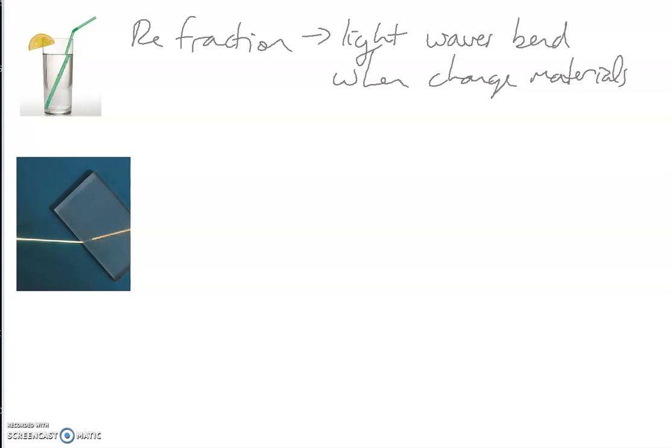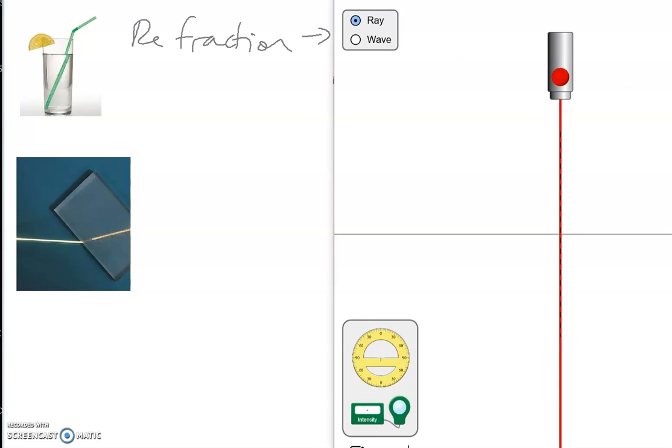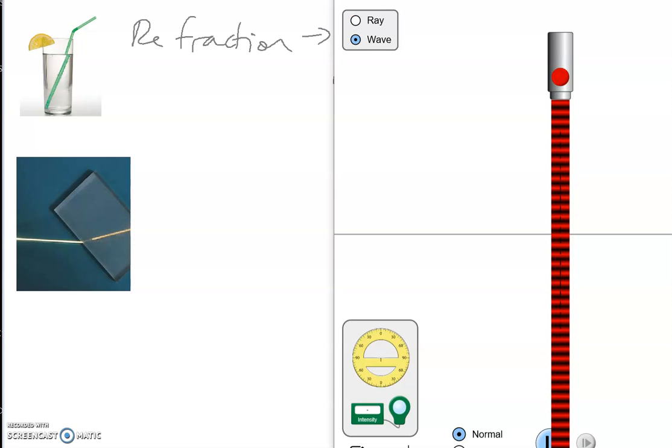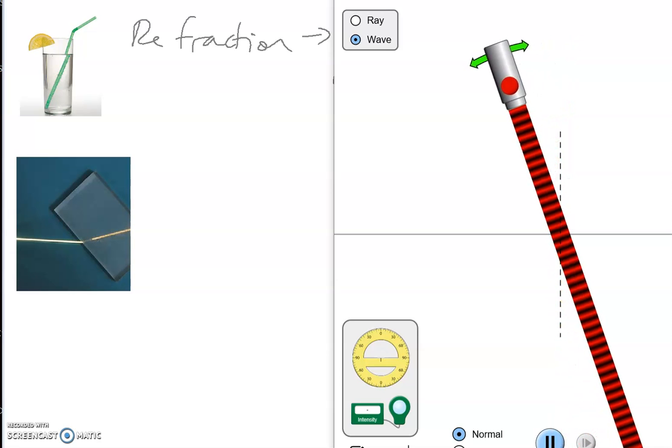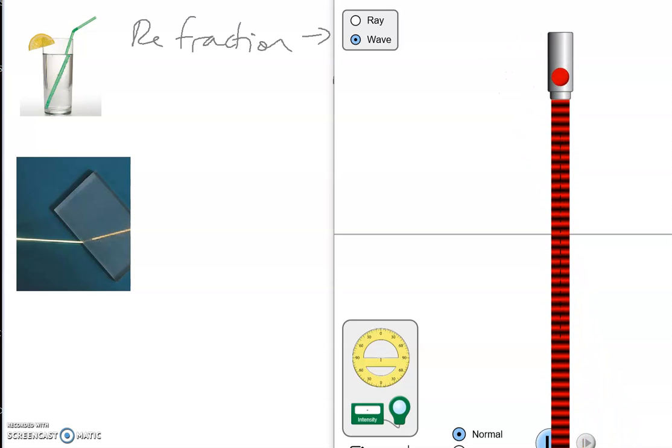Okay, now why does it bend? Well, let's crack up that simulation thing and I can show you why it bends. Okay, and we're going to actually show the actual waves here. So here's the waves, and they're coming in. What I'm going to do is I'm going to angle this like this. Okay, and I can actually change the angle. But I'm going to show you why it happens.